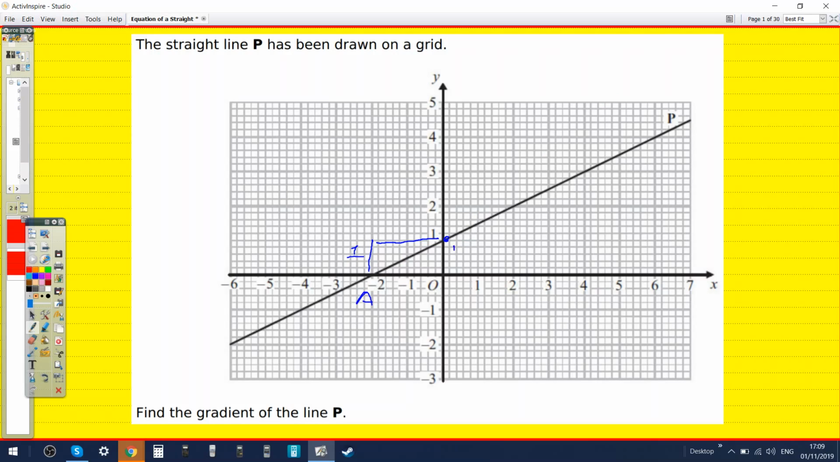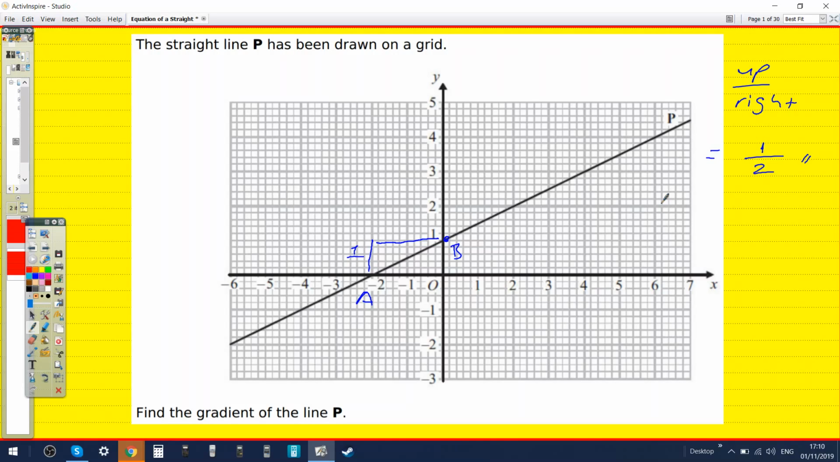So how many right from point A to point B? I'm not sure, 1.5. It's exactly 2. It's not minus 2. And so it's a half.